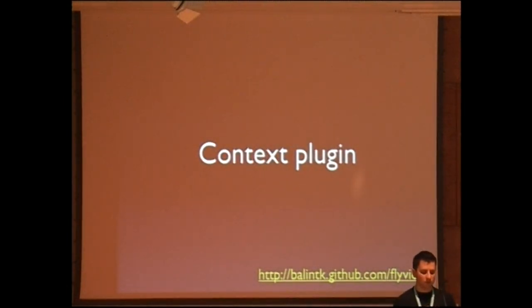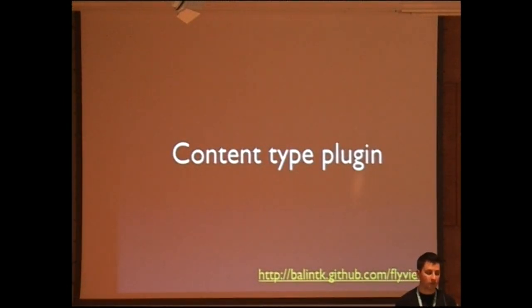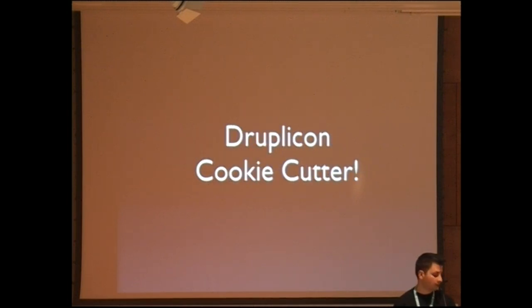So yeah, we talked about arguments, context, and content type. Just to wrap it up again, the argument plugin takes a specific ID, loads an object, and passes it to the context plugin. The context plugin normalizes the data and prepares it for the content type plugin, for example, which can output information from that object. That's it in short. And that was my presentation, actually.